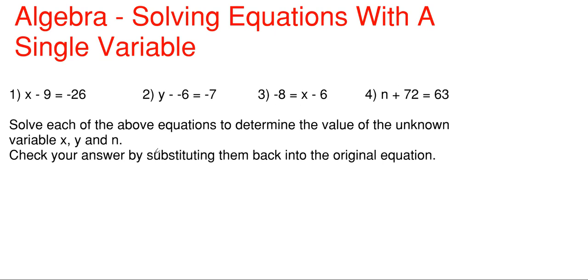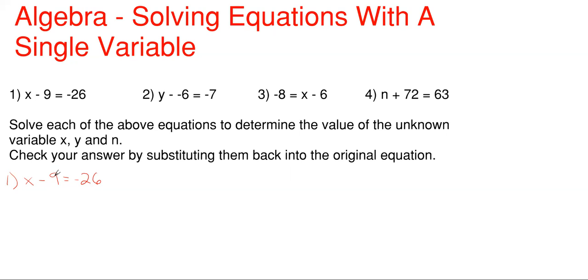So let's go ahead and start with number 1, where we have x minus 9 equals minus 26. With all of these problems, we want to get the variable isolated, meaning we want the variable to be by itself on either the left side of the equation or the right side. It does not matter which side it's on. Typically, the left is better because usually you like to write x equals instead of something equals x. But again, it does not matter.